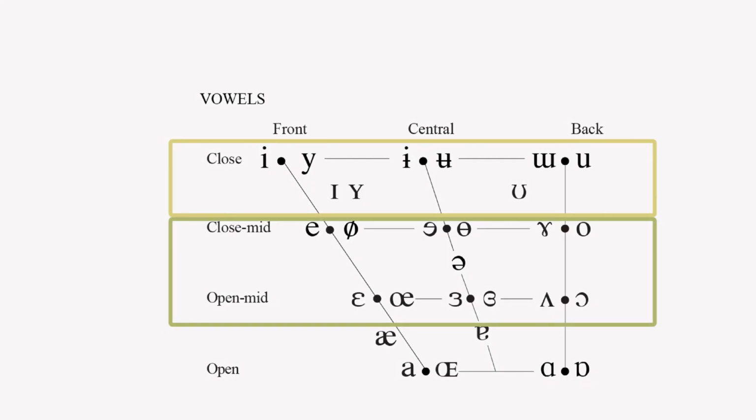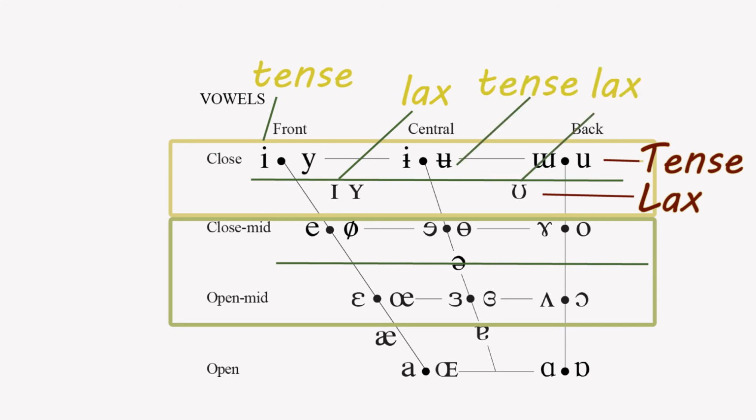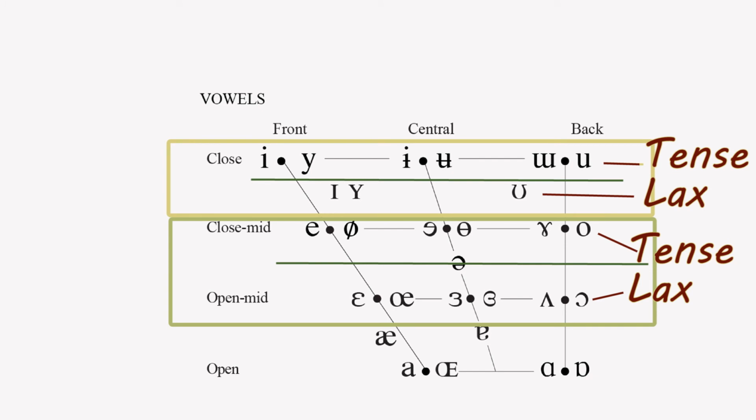Only the high vowels and the mid vowels come in pairs sometimes. For example, this one, they come in pairs, right? This one is the tense, this one is the lax version. This is beat, this is bit. So the only difference between the two is that this is a tense version, this is a lax version. This is tense, lax. So the high and mid vowels of English come in tense and lax pairs.